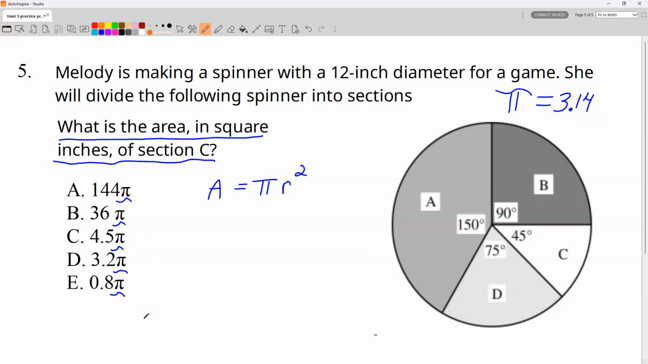So let's see if we can figure out the area of the whole circle. To find the area of the whole circle first, we need to figure out the radius. This R stands for radius. They give us the diameter. It's 12 inches. Melody is making a spinner with a 12-inch diameter, right here.